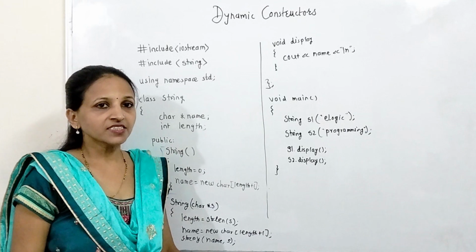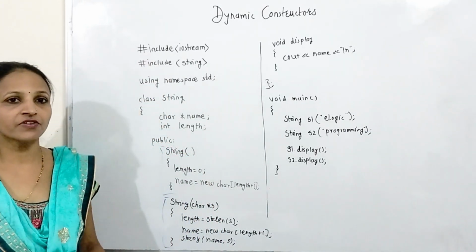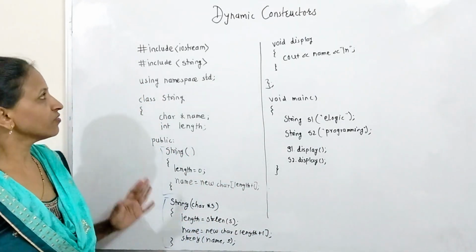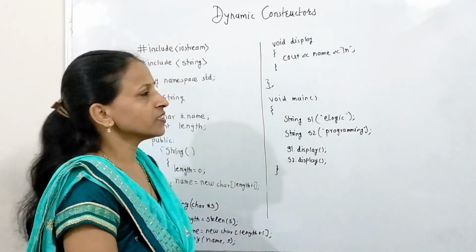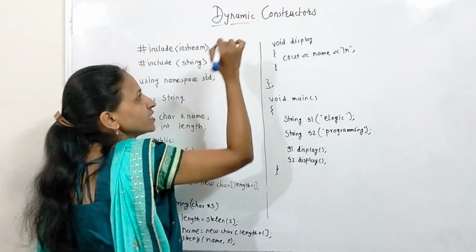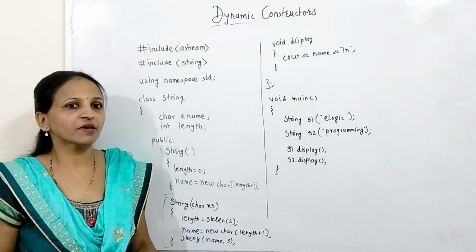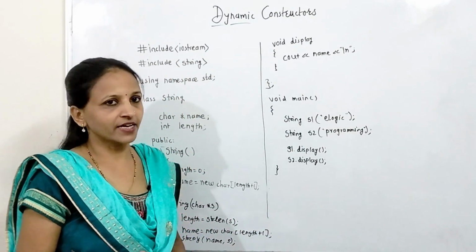Hello friends, in the series of learning C++ programming, in the previous session we have just covered copy constructor and constructor overloading concepts. Now in this session I am going to explain dynamic constructors. See, the word dynamic indicates runtime. A constructor is nothing but a special member function that will be called automatically whenever an object is created.